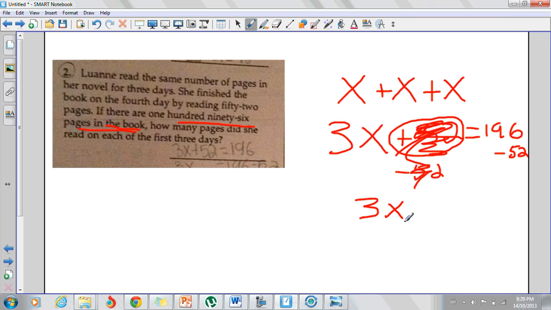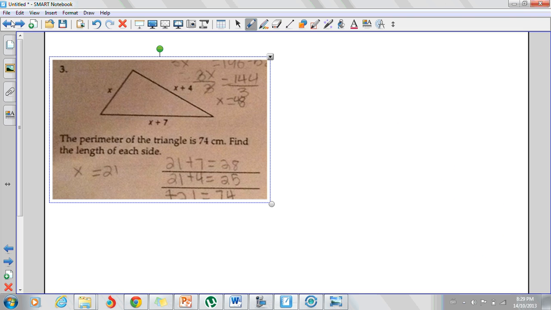So now you're left with 3x equals 196 take away 52. Well, 196 take away 50 would be 146. Take away 2 more, it'd be 144. And then all you've got to do to get rid of the x, since that's 3 times x, is divide. You do the opposite to cancel it out. Divide that by 3, but whatever you do to one side, you must do to the other side. Then you'll solve for x by punching in 144 divided by 3, and then you'll know how much they read each day.